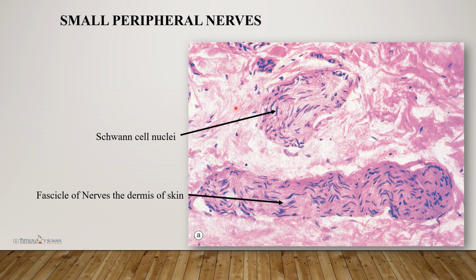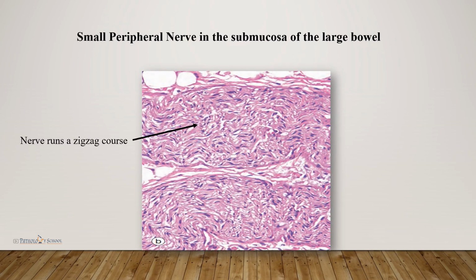Now we will move toward the small peripheral nerve. In this diagram, we can see the fascicle of nerve in the dermis of the skin. Here we can see the wavy nerve fibers along with the wavy Schwann cell nucleus. It is another example of a small peripheral nerve in the submucosa of the large bowel.